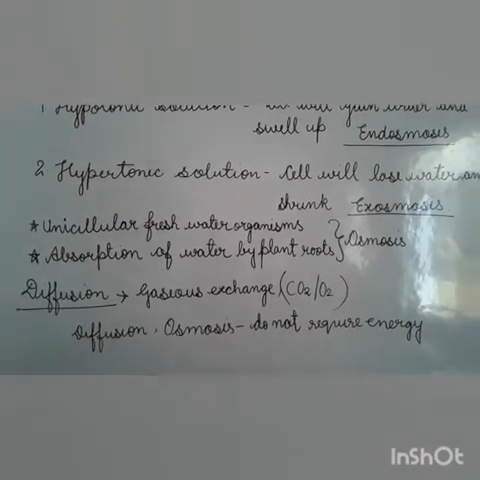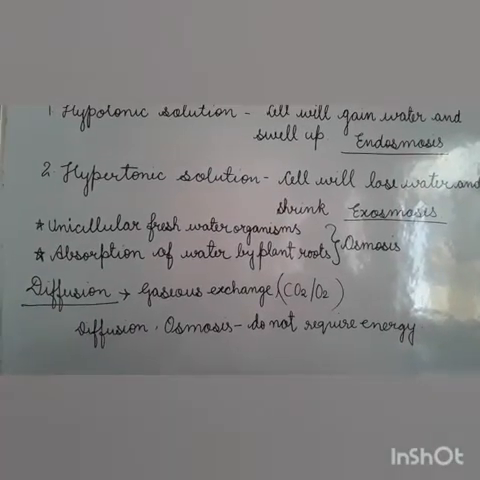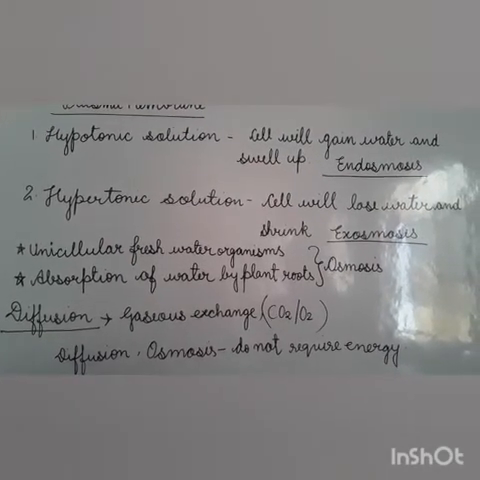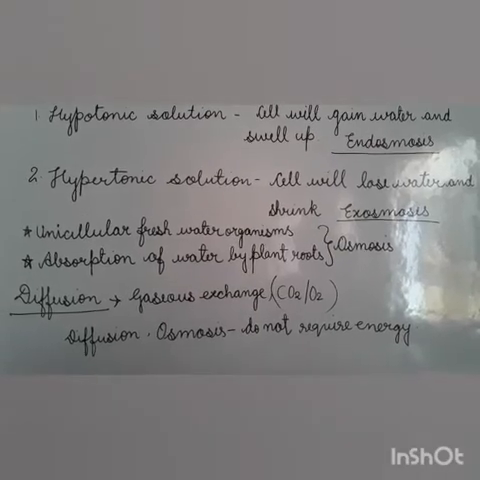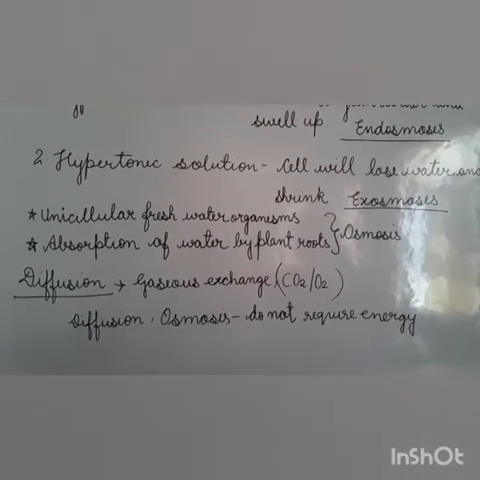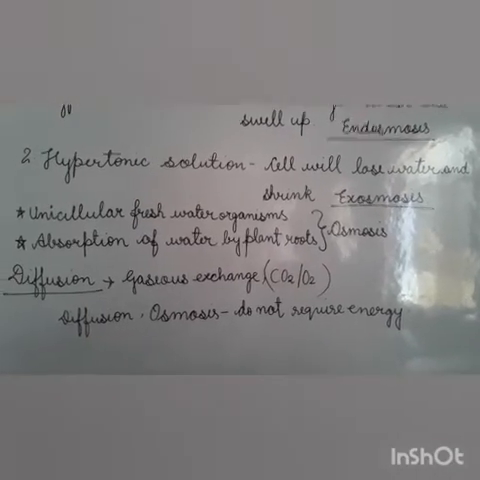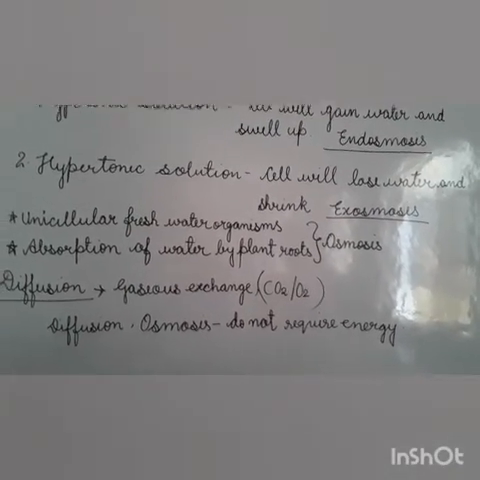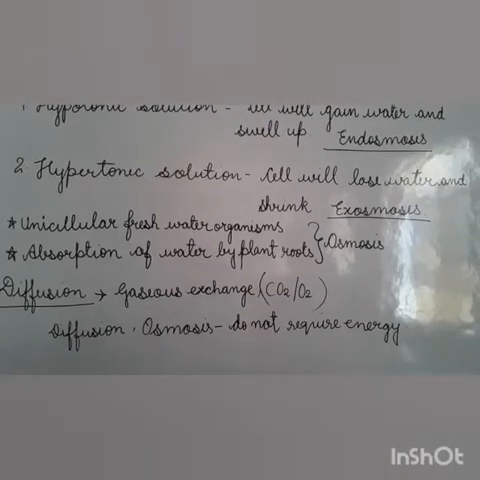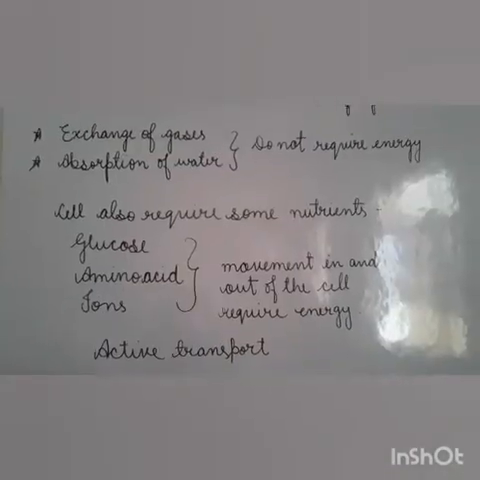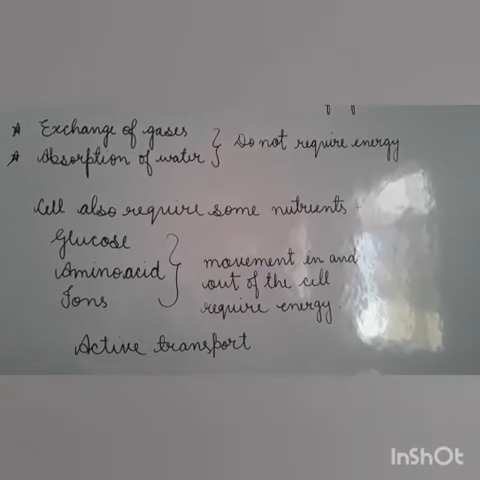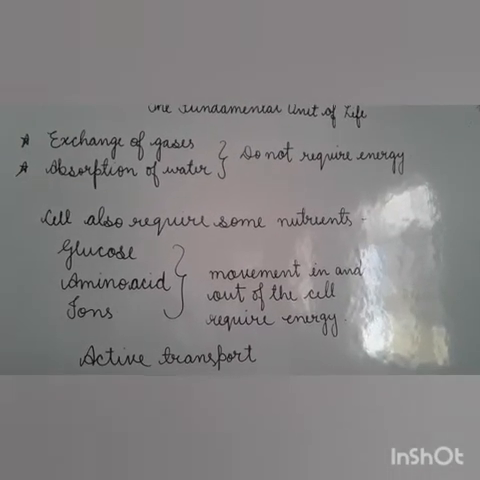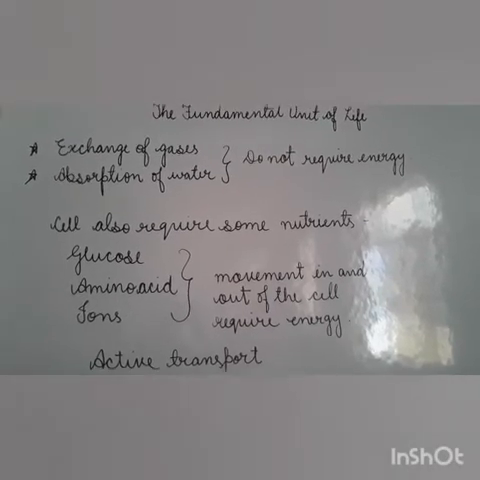And diffusion helps in gaseous exchange. We need oxygen, and carbon dioxide is a waste product. The exchange of carbon dioxide and oxygen in and out of the cell occurs with the help of diffusion. So these processes are very important, and diffusion and osmosis do not require energy. Both are spontaneous. So the exchange of gases like CO2 and oxygen, and the movement of water across the cell membrane, does not require energy.